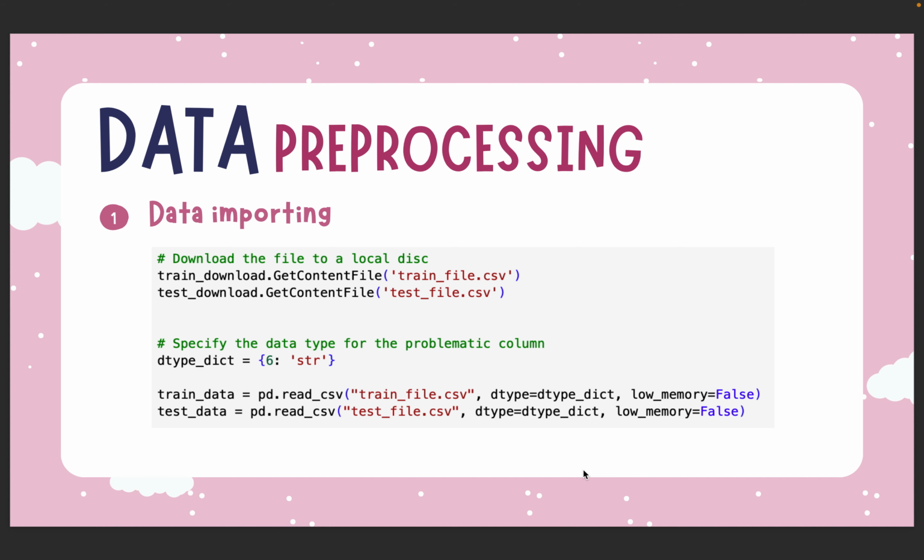So next is the data preprocessing part. The first step of it is data importing. We first download the file to the local disk, then we specify the data type for the problematic column and also read the CSV file.